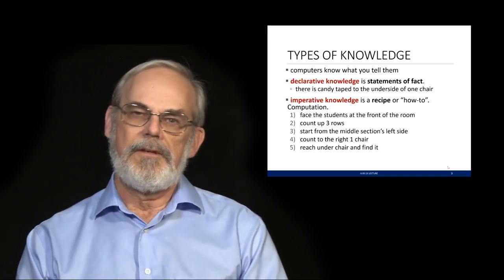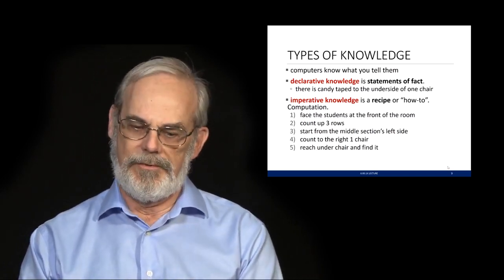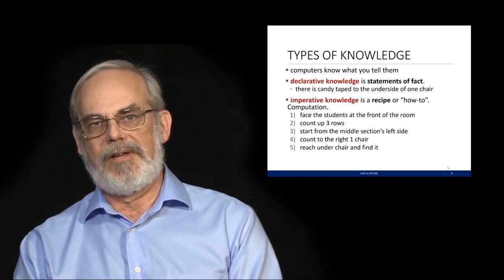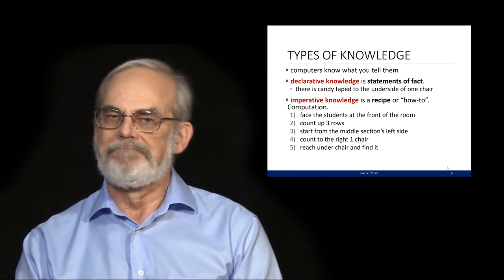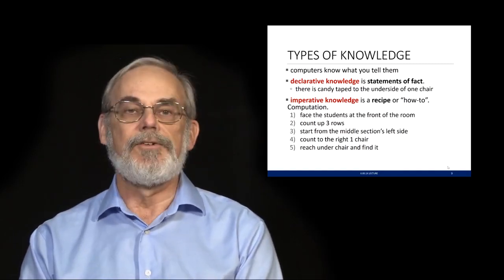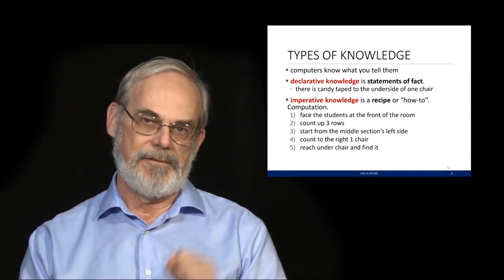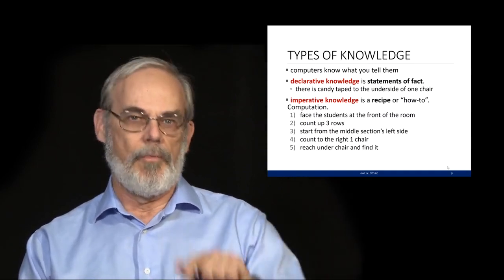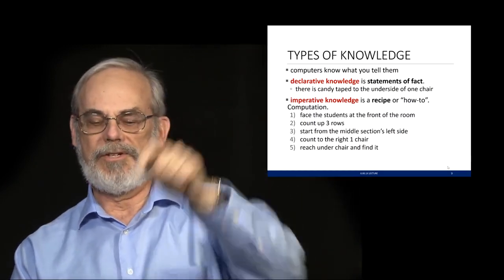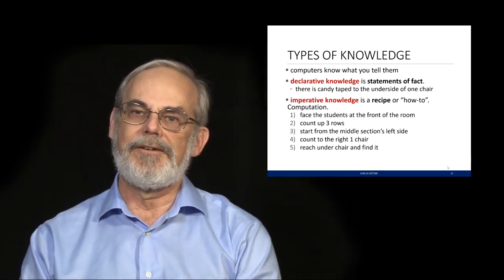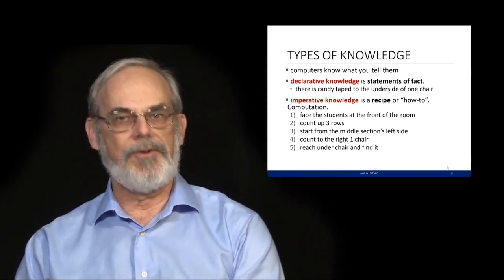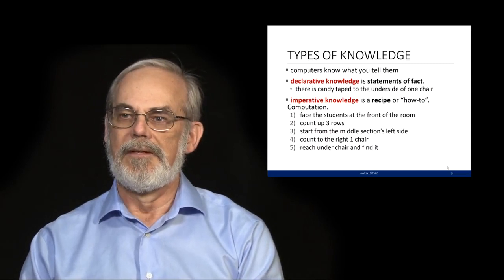Imperative knowledge is a recipe. It's how-to knowledge or how-to information. And this gives us a sequence of steps to find a solution. Again, if I stuck candy under a chair inside the lecture hall, I might say to the lecturer, do the following. Face the students at the front of the room. Count up 1, 2, 3 rows. Start in the middle section left side, go in one chair, look underneath it, candy is there. It's a recipe. It's a sequence of how-to steps, very mechanical, to get things done.